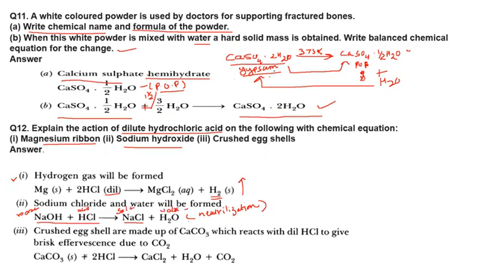Then next one is crushed eggshells. Now we know the eggshells are made up of calcium carbonate, right? So calcium carbonate and HCl, because it has carbonate, CaCO3, remember. Whenever acids react with certain salts of carbonate, carbon dioxide gas is released. CaCl2 salt is formed, water is formed, and carbon dioxide gas is released. This can further be checked by passing the carbon dioxide through lime water, right? Lime water will turn milky.